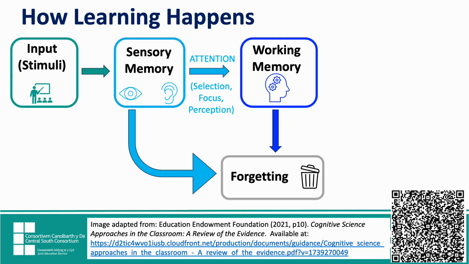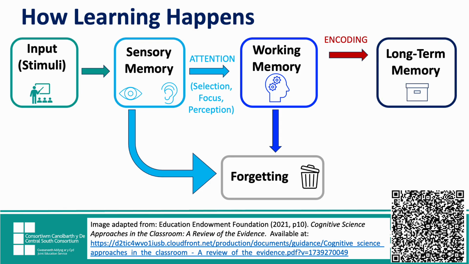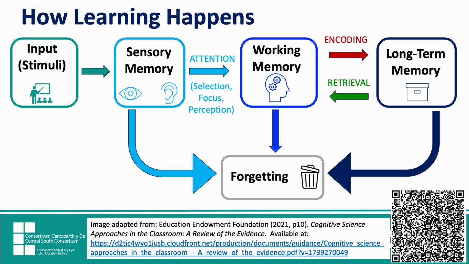However, much of this information may also be forgotten. Through attention and rehearsal, the information moves from working memory to the long-term memory. It is encoded. But some of this will be forgotten. Note the rehearsal loop between the working and long-term memories through the process of encoding and retrieval, and then encoding and retrieval. This will become the focus of the presentation shortly.